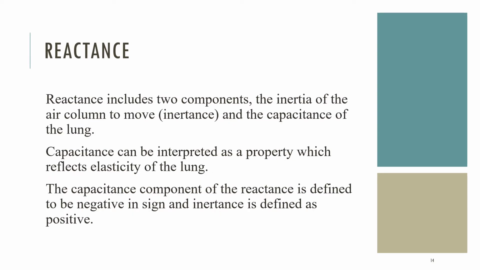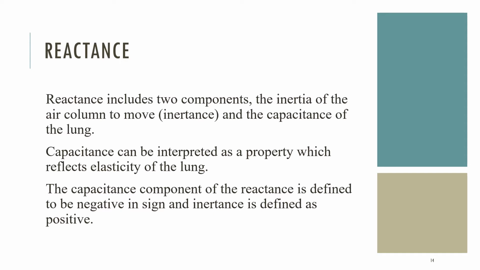Another common term used is called reactants. When you think about reactants, think about two different components. One is inertia and the other one is capacitance. So inertia means that the airway really doesn't want to move. It doesn't want to expand. It just wants to stay in its steady state. So that is called inertia.